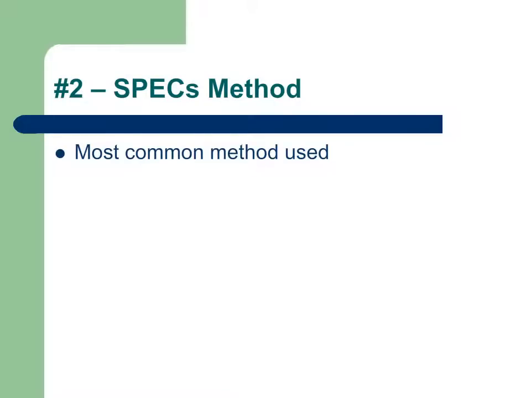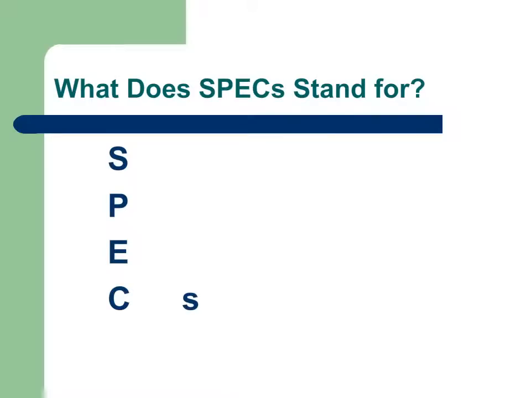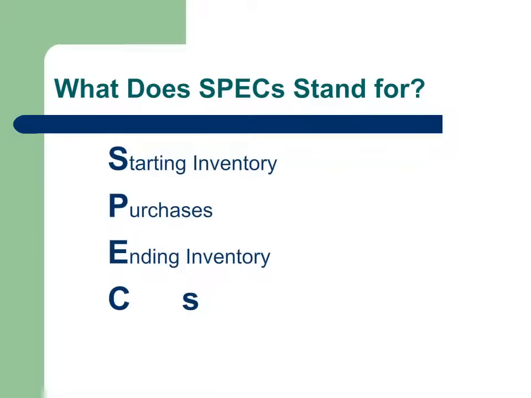The most common method of valuing inventory is what we call the SPECS method. This method requires that you count the inventory at the end of each period to determine how much remains. The title we assigned is the acronym for the calculation process. S is for starting inventory. P is for purchases. E is for ending inventory. And CS is for cost of sales.